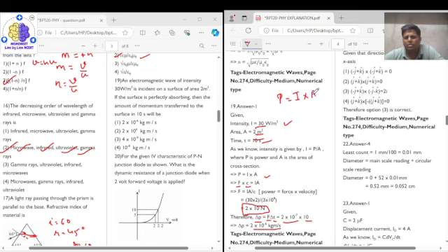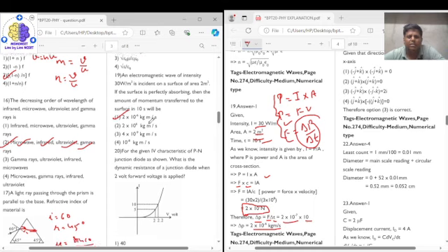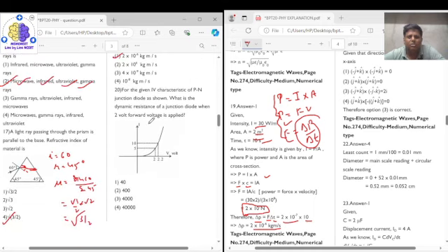The basic formula we have used here is that power is intensity into area of cross section, then power is also equal to force into velocity. Once we get force, force is equal to change in momentum upon change in time, that is, rate of change of linear momentum is force. These are the three formulae we used to solve question number 19, and the correct answer is option 1, which is 2 into 10 to the power of minus 6 kg meter per second. Then coming to question number 20.